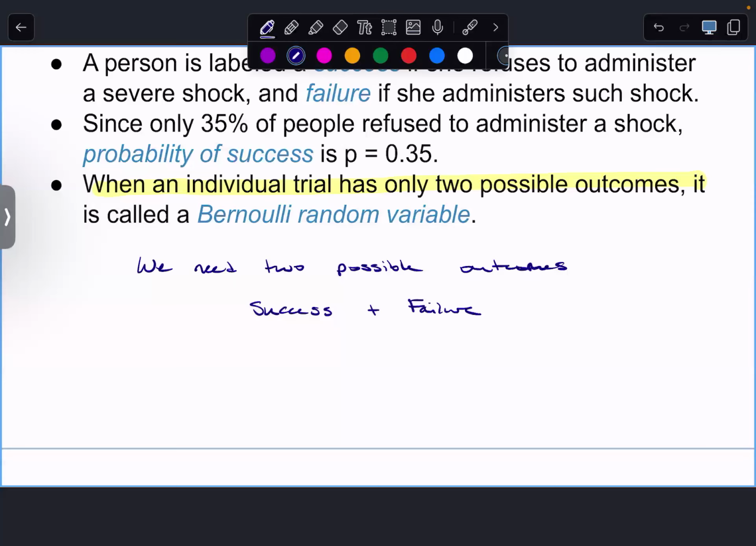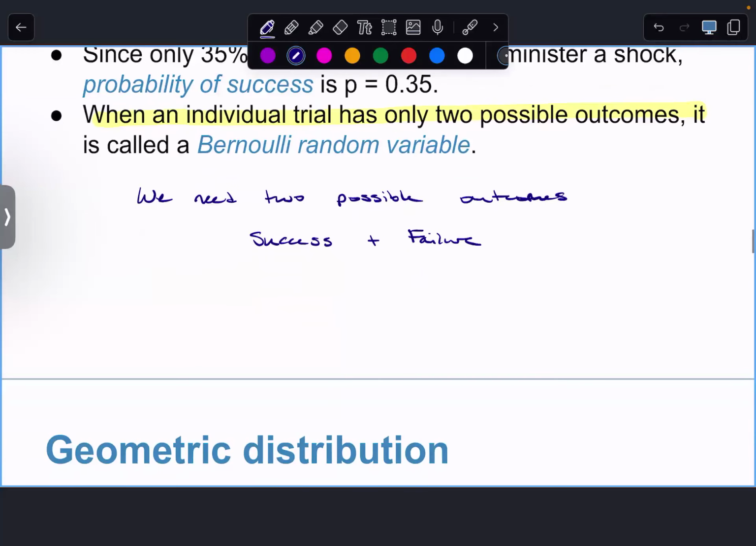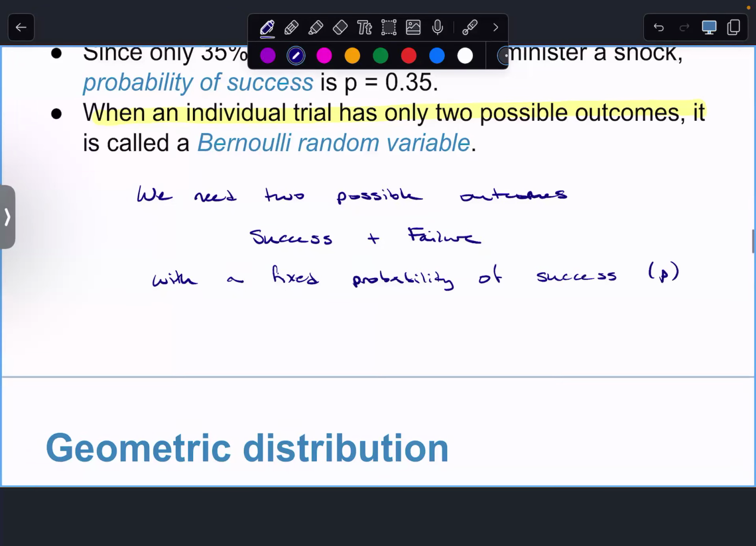And so as long as there's a fixed probability with a fixed probability of success, and therefore failure if there's only two possible outcomes of success, which we'll denote by lowercase p, in order to use the binomial distribution next week.